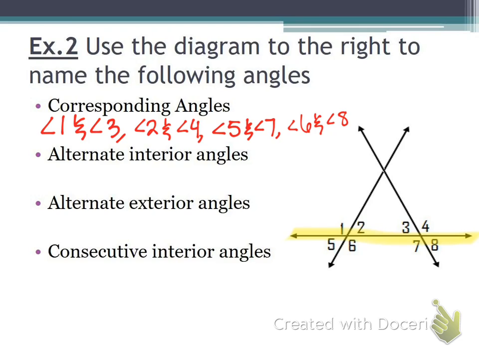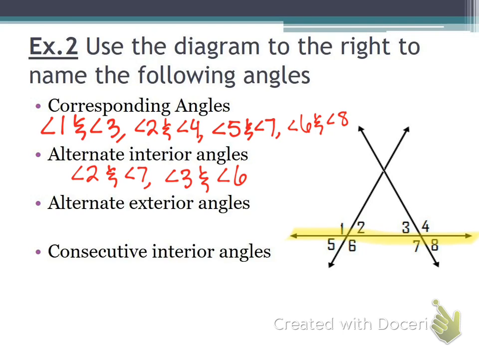Any new volunteers to give me a pair of alternate interior angles? Caitlin? Angles 2 and 7, I agree. Who else wants to give me the other one? Malik? Good, angles 3 and 6.